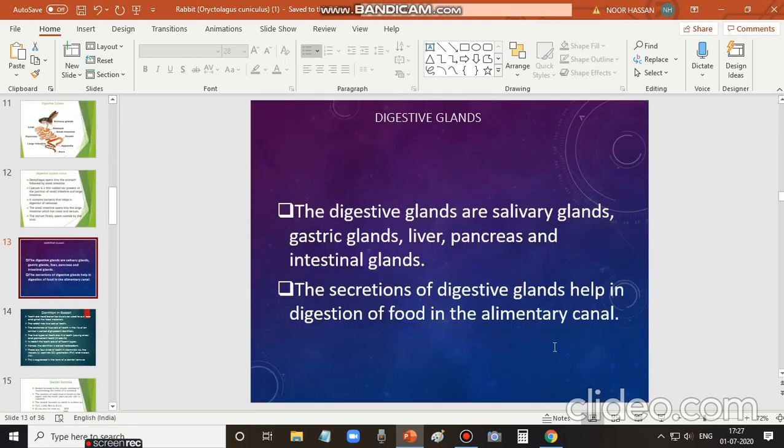So this is about the digestive system, that is the alimentary canal, and this information is about digestive glands. The digestive glands are the salivary glands, which are present in the mouth, then gastric glands, which are present in the stomach, liver, pancreas, and intestinal glands, which are present in the intestine. The secretions of digestive glands help in digestion of food in the alimentary canal.